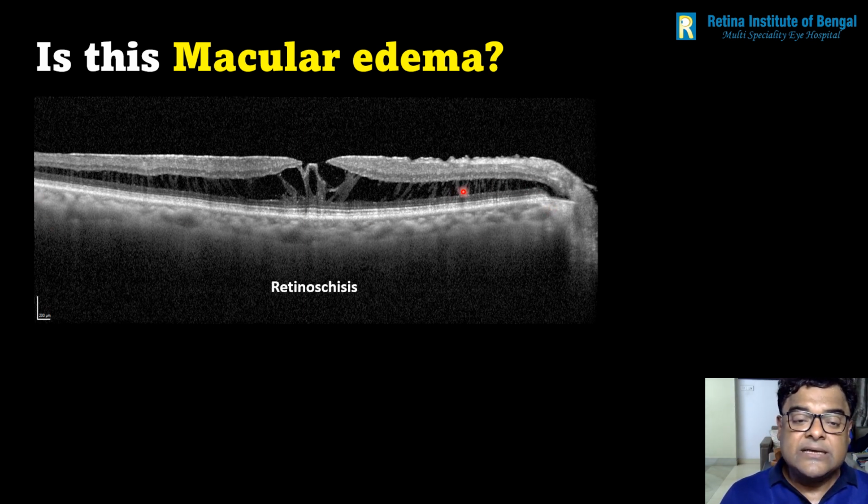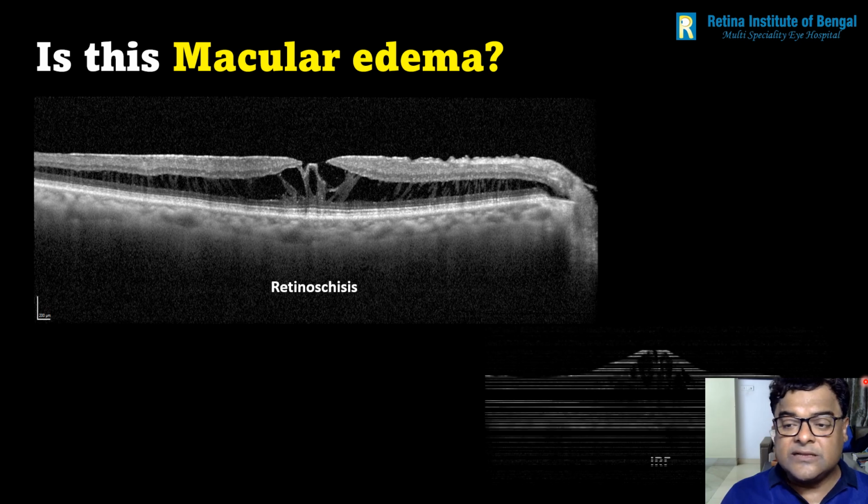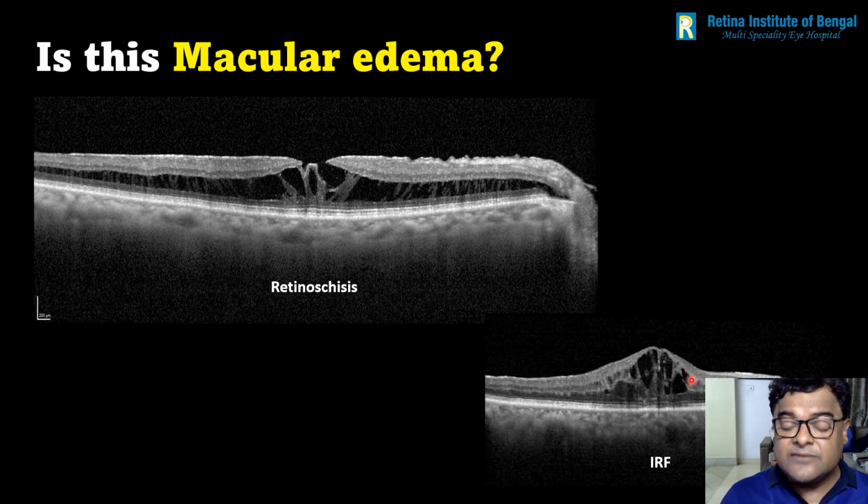You can see this splitting in the outer retinal layer, in the outer nuclear layer, which is extending right up to the disc, and extending well beyond the fovea on both sides. So this is retinoschisis. This is not a normal intraretinal fluid, because in intraretinal fluid, the fluid will be limited more or less around the fovea. So such a diagnosis can be so easily made just by OCT.